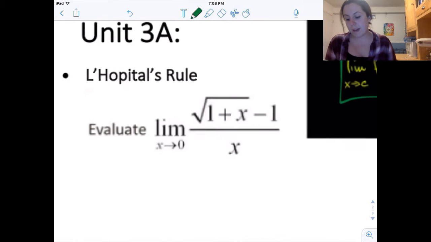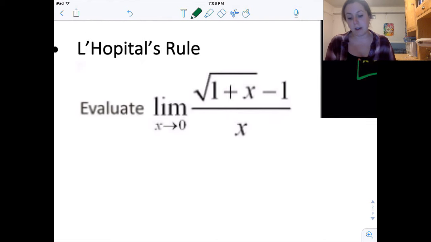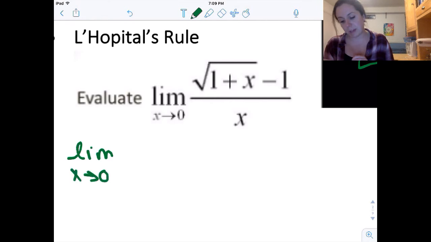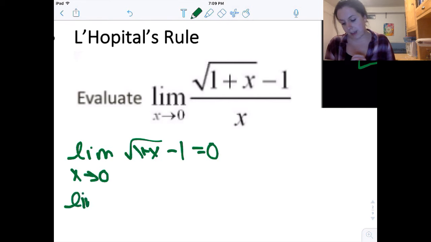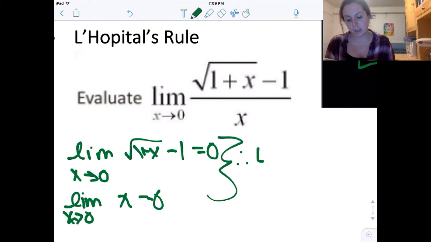So if I'm looking at something like this, and I want to figure out if I can evaluate this with L'Hopital's Rule, in your head, take a second and plug in 0. In the numerator, you'd get square root of 1 minus 1, that's 0. In the denominator, you would get 0. But ultimately, when I evaluate this, I don't want to see you writing 0 over 0, right? I would be doing the limit as x approaches 0 of my numerator, which is 0. The limit as x approaches 0 of my denominator, which is 0. And because of that, I can say, therefore, L'Hopital's Rule applies.